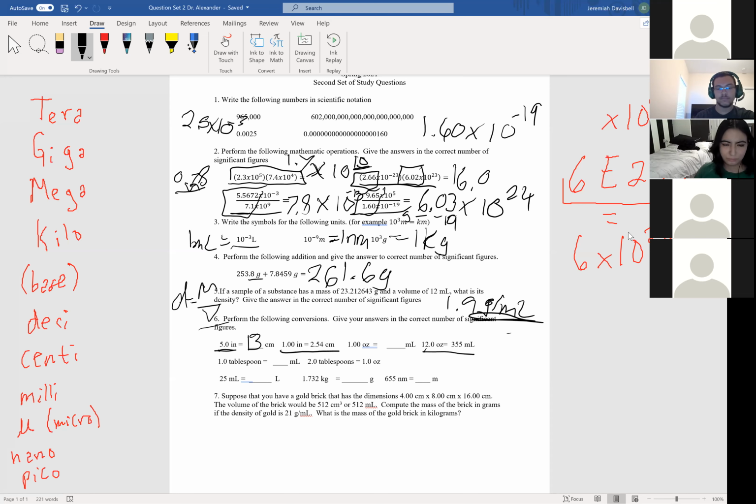So then can we divide 12 by 355? Wait, can you repeat that? Because we're looking for 1 ounce, and if 12 ounces equals 355, then wouldn't we just divide 12 by 355? See how many milliliters are per ounce? It will be 29.6. 29.6? Okay, that makes more sense.